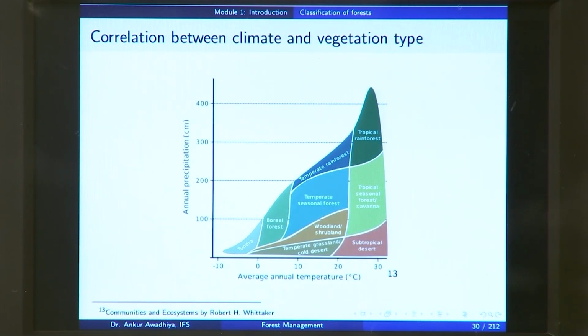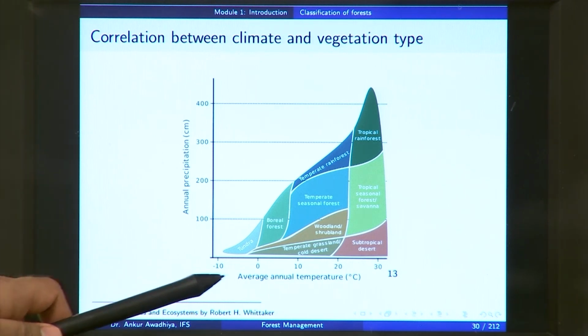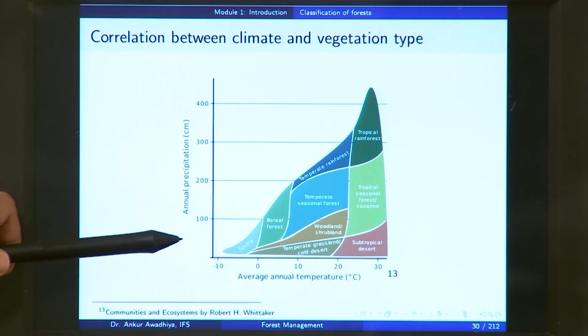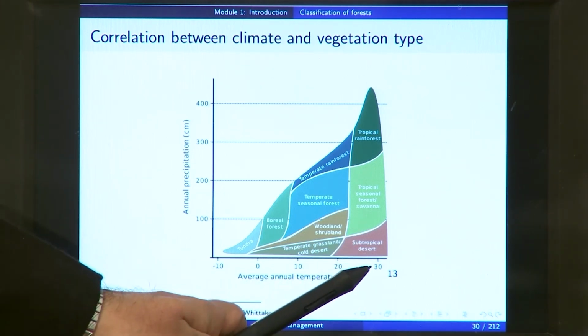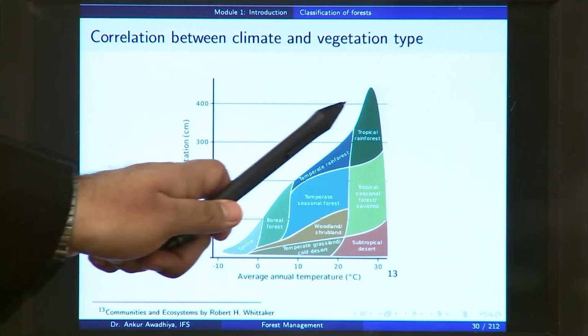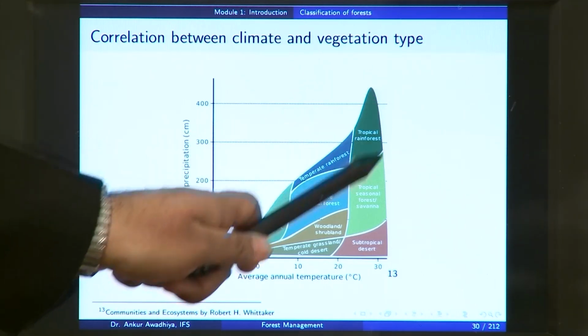And if we plot a curve of the average annual temperature on the x axis and the annual precipitation on the y axis, we will see that there are different kinds of vegetation that grow in different locations. So, for instance, if you look at an area that has a high temperature and high rainfall, we will find a tropical rainforest in that area.